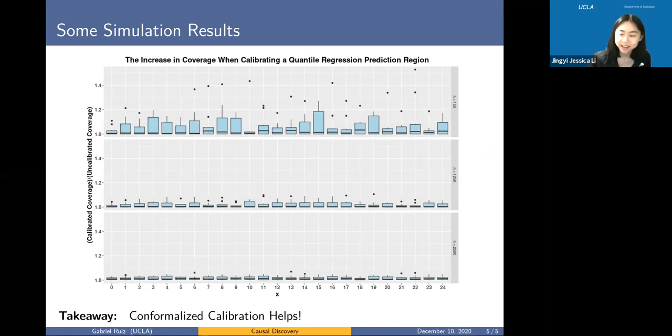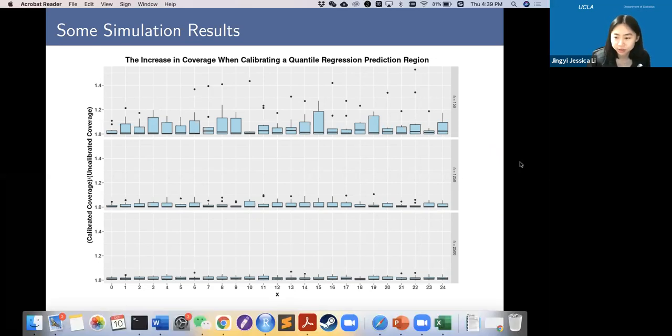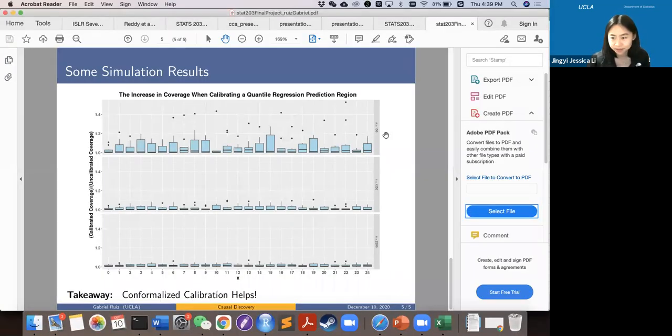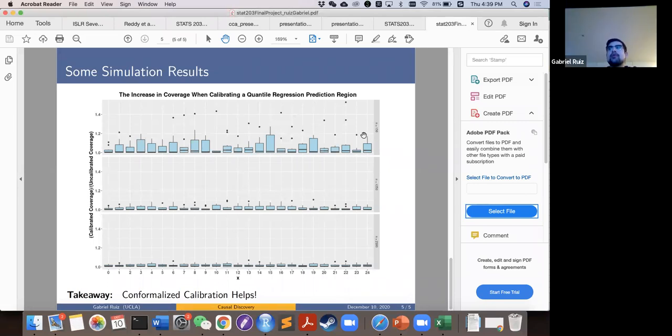So thank you, Gabriel. This is very good to know. Basically, your numerical results are only about the first paper, the Romano paper, which is about conformal quantile regression. It's not about the second paper about the causal effects. Yeah, not yet. In the write-up, I'll expand on that a little bit more.